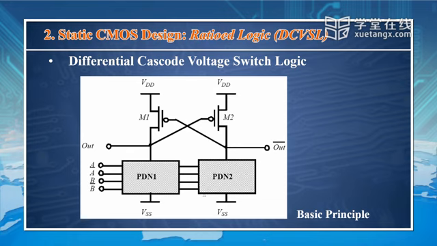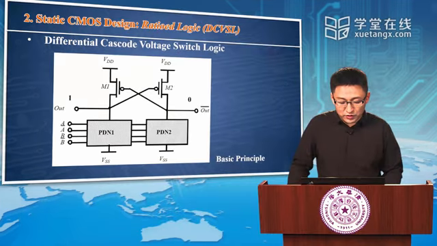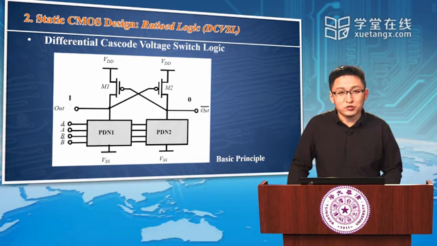Vice versa. PDN2 is conducting, and PDN1 is not conducting. Okay? And we have two load devices, PMOS transistors, here. This is out, this is out bar. Okay? If we assume the initial value of out equals 1, then out bar equals 0.